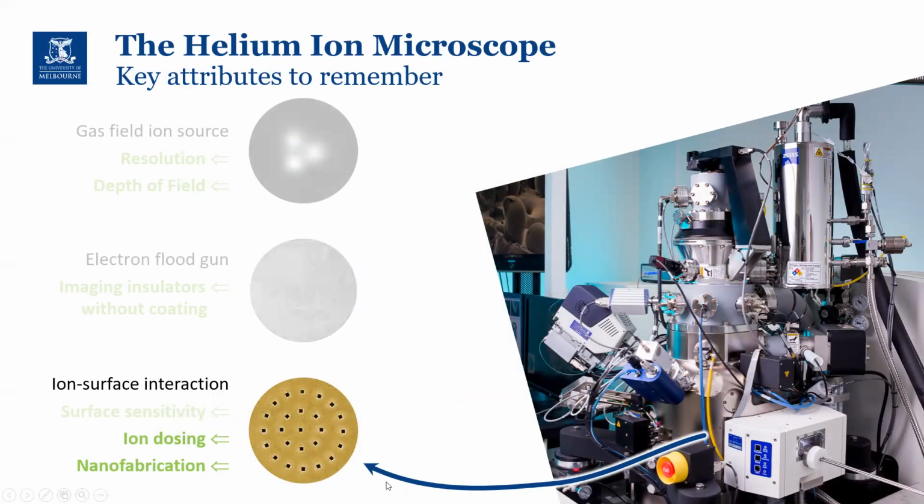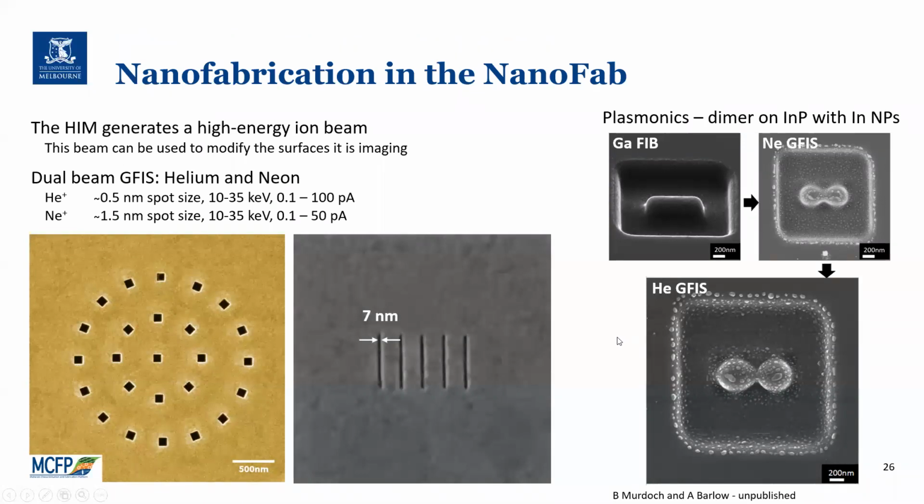So the last little part of the ion surface interaction I want to introduce to you is that of ion dosing and nanofabrication that we'll talk about towards the end. And this is the fact that we're using an ion beam after all. It is a high energy ion beam, and the momentum of those ions we can use to create structures. So there are some default conditions here for the spot size, energy range, and current that we can achieve.